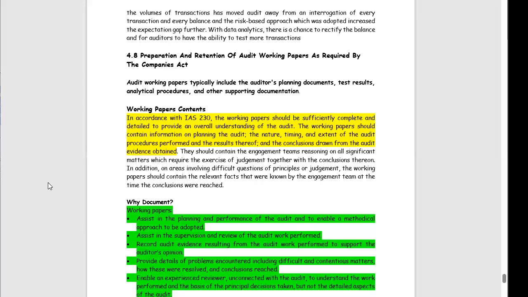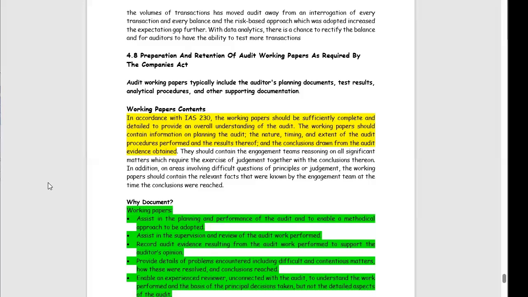So we can have a summary of that. Qualities of good working papers. So what are some of the essential qualities of good working papers?